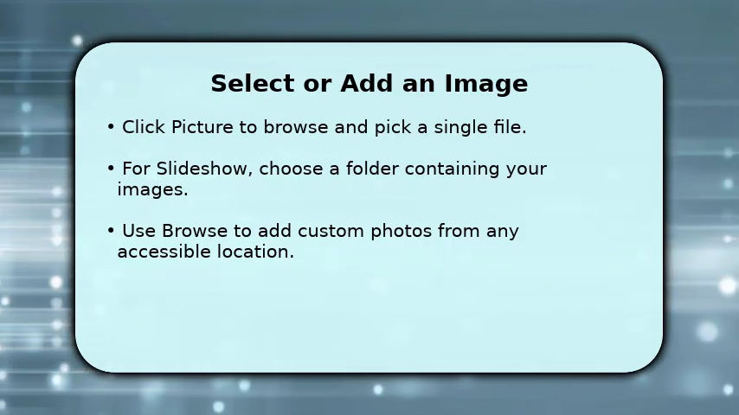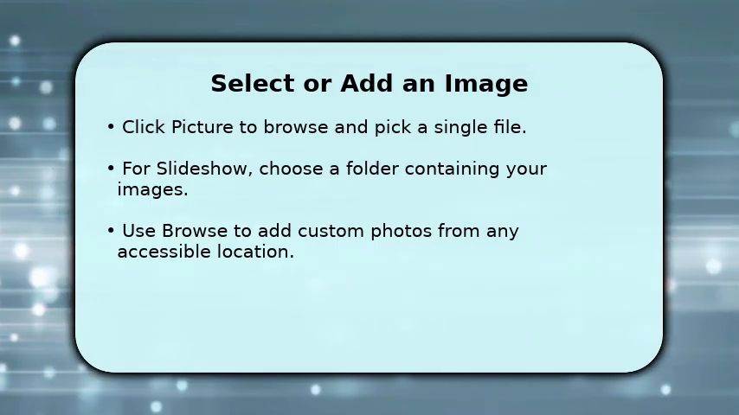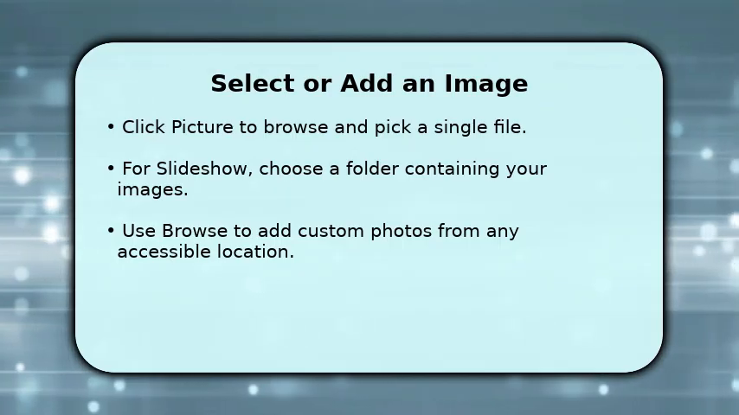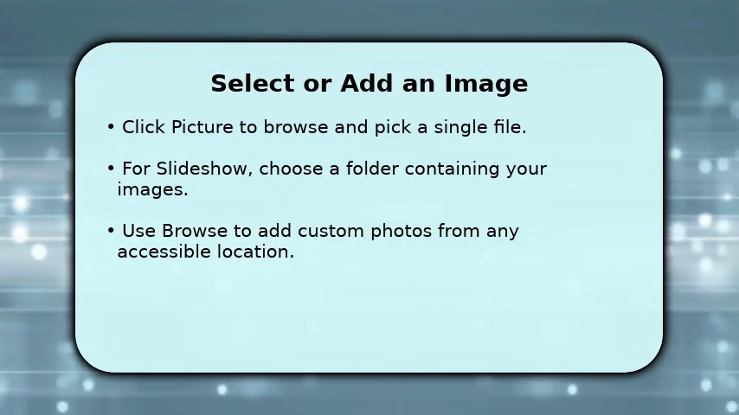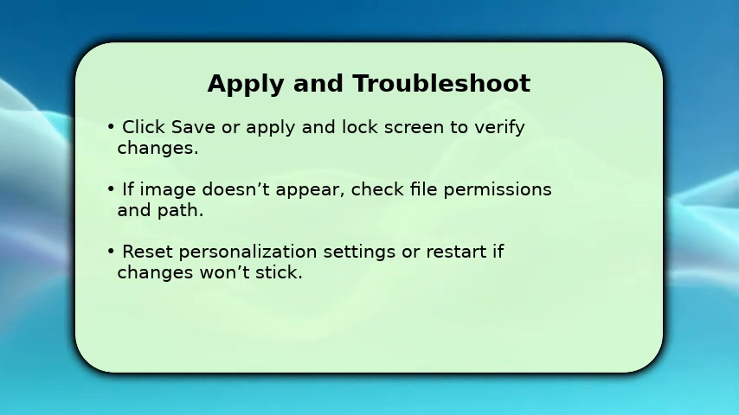Make sure images are not on a disconnected drive and are correctly oriented so they display properly. If you want a consistent look, pick images with similar aspect ratios. Windows will scale to finish by applying the change and locking the screen to verify the new wallpaper shows correctly. Press Windows key plus L to view it instantly.